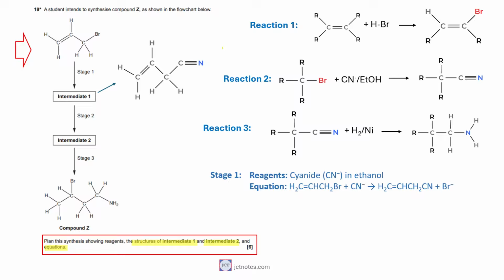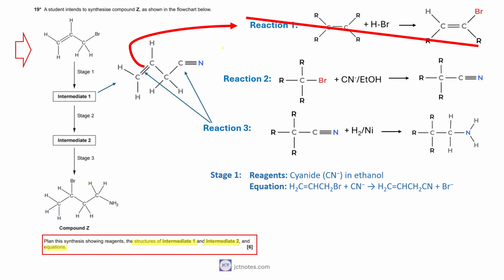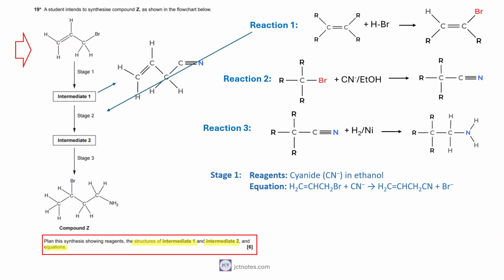The but-3-enenitrile is the intermediate 1. If we used reaction 3 at this point, it would reduce both the nitrile group and the carbon-carbon double bond, preventing us from later inserting the bromine via reaction 1. Therefore, reaction 1 must be used next.